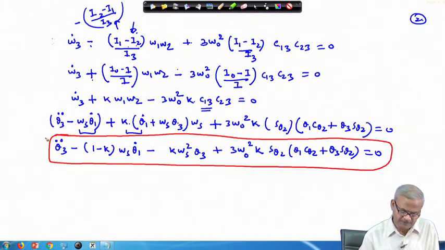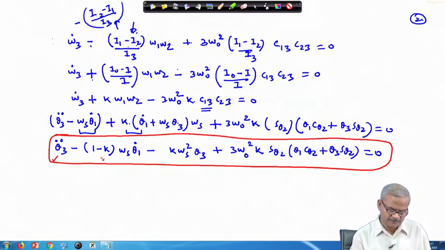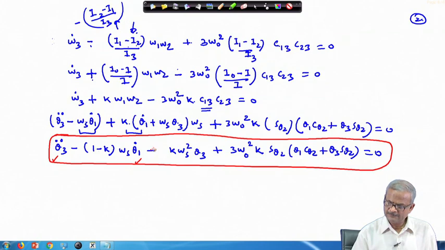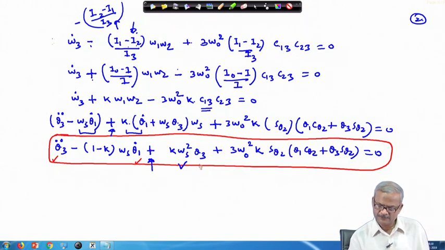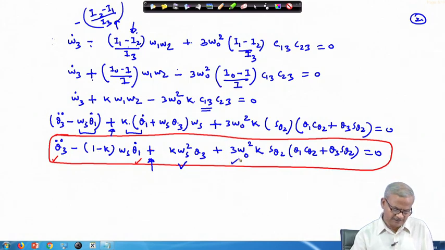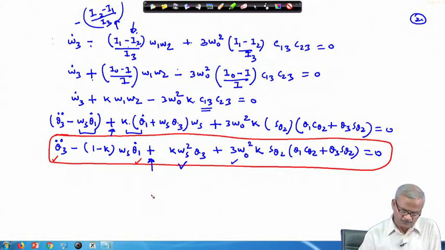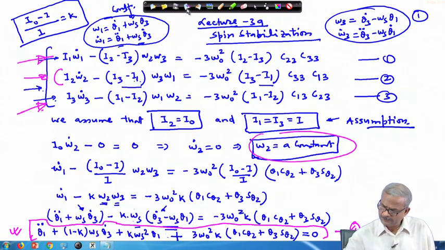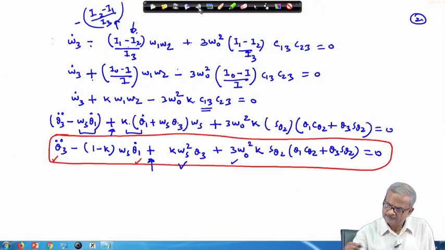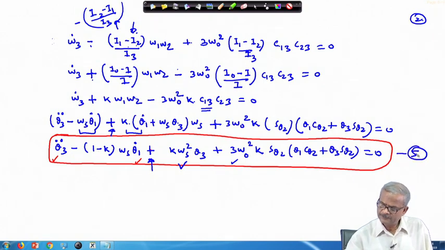So, this is our other equation that we have got: theta 3 double dot, 1 minus k omega s times theta 1 dot, and then okay. One more sign change here, we need to have a plus, because we have made it plus. So, here also there will be a plus sign, k omega s square theta 3, and the other one is already a plus. So, this is okay. Now, these equations we will number. This is the fourth equation, and this I will write as equation number 5.